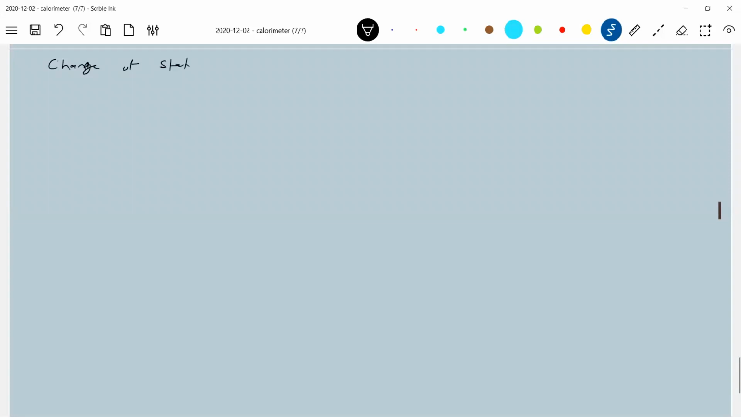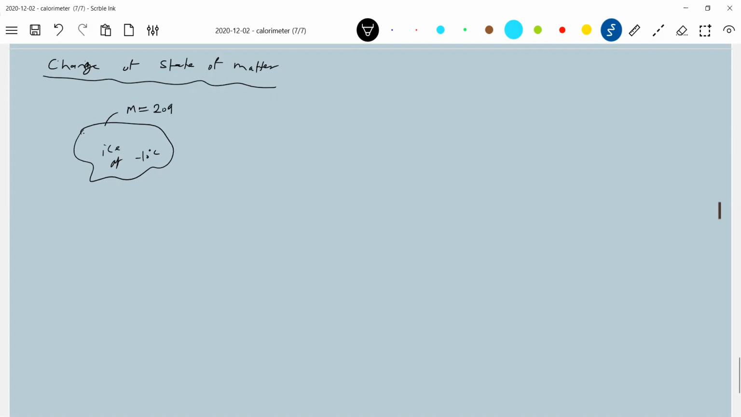Change of state of matter. Let's take a classic example. So I do have ice at minus 10 degrees Celsius. Mass of ice, let it be, say, 20 gram.